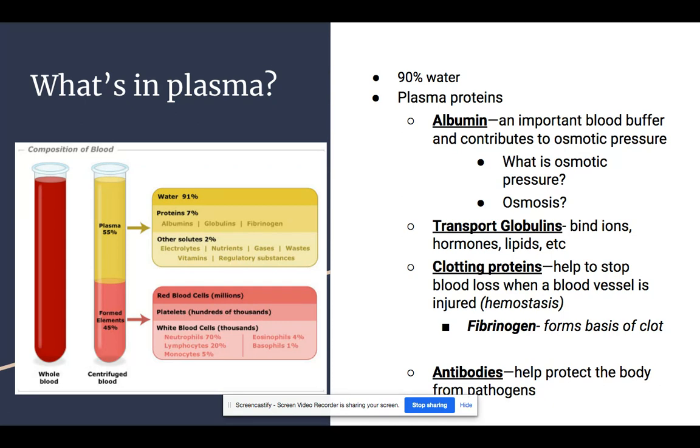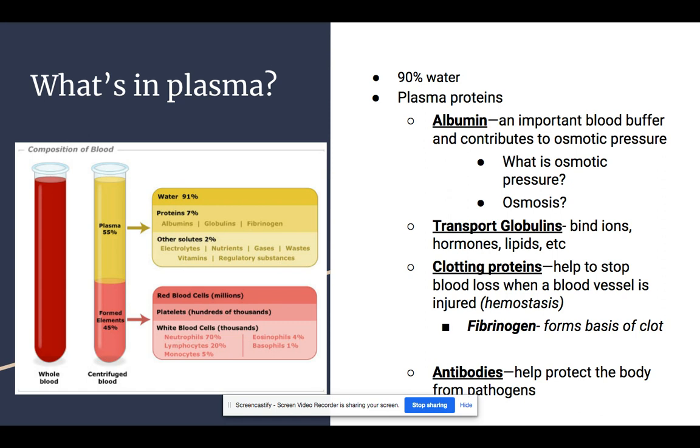Then we've got clotting proteins. Now, when we think of blood clots, these can be good and bad, which we're going to be talking about in the next couple of classes. But really, when you cut yourself accidentally, you want to be able to stop the bleeding, okay? Your body does. So therefore, we're going to need proteins that allow that broken blood vessel to clot. And that's what fibrinogen does. That's a specific clotting protein that's found in plasma, and that's going to form the basis of the blood clot.